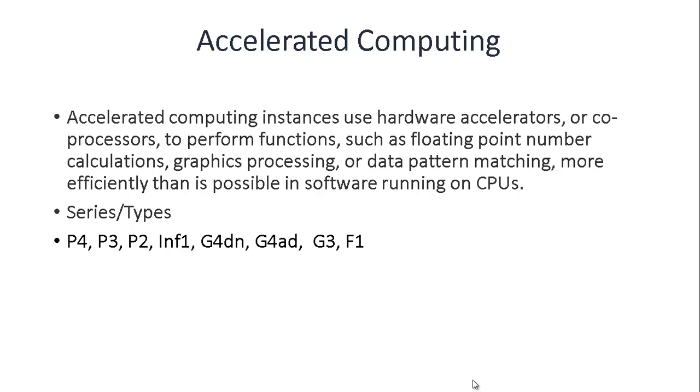Suppose we are performing a rendering kind of task, or we have some applications that need high-end graphics processing. Suppose we need 4 GB of graphics processing. In that case we use accelerated computing. Under the types there are P4, P3, P2, Inf1, F1, G4dn, G4ad, G3, and F1.